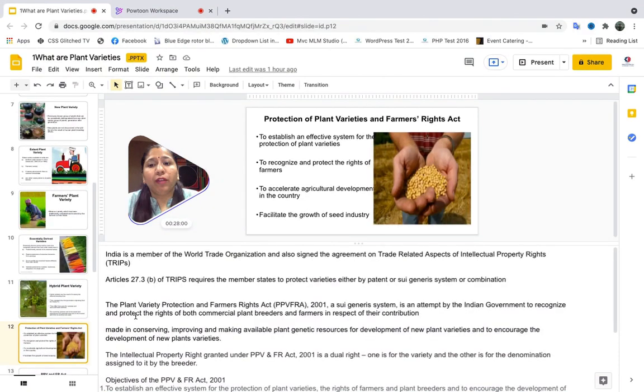So now we know what plant varieties are, we know what sort of varieties are given protection, and we know the objective of protecting the variety. Now we'll learn about the protection that is provided in our country.